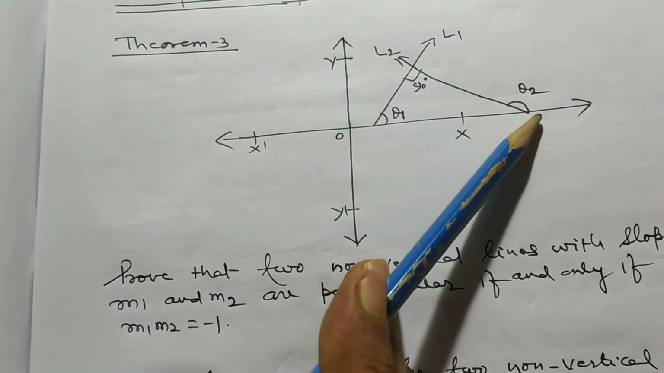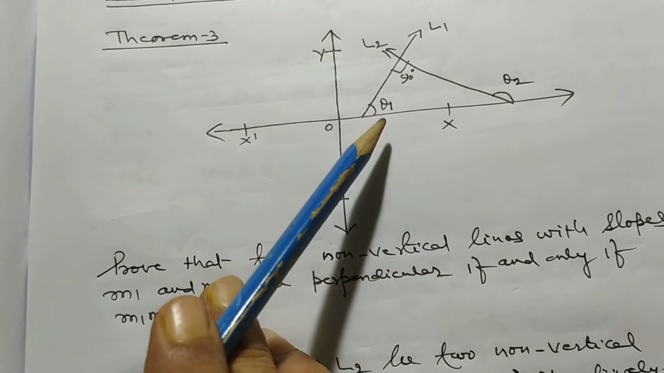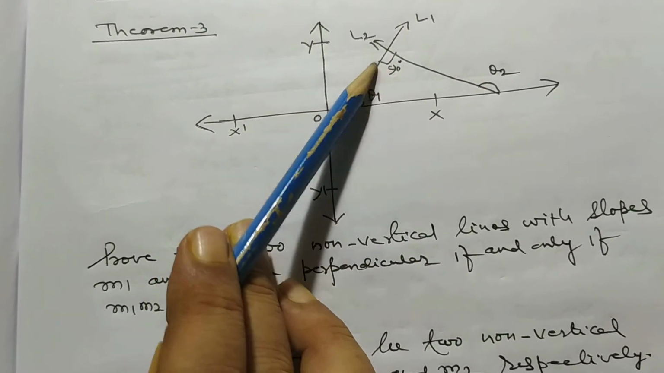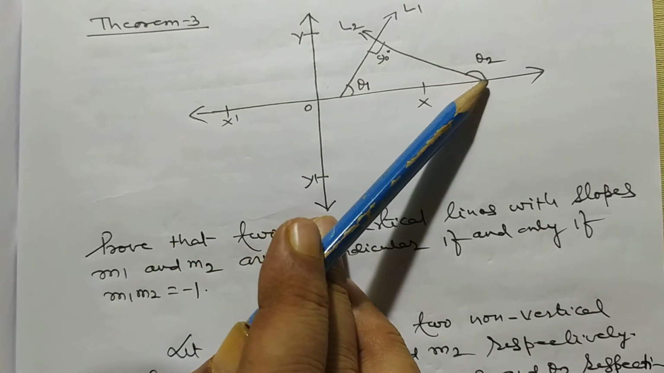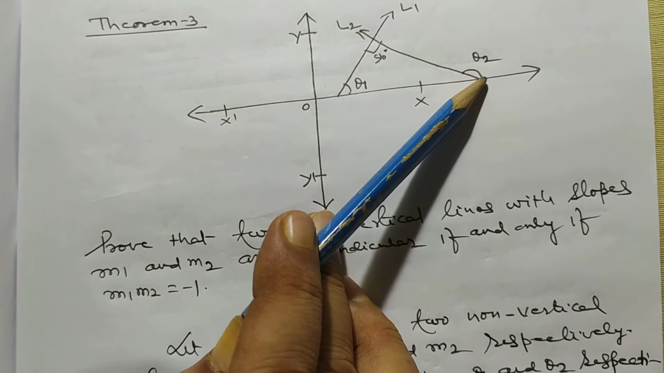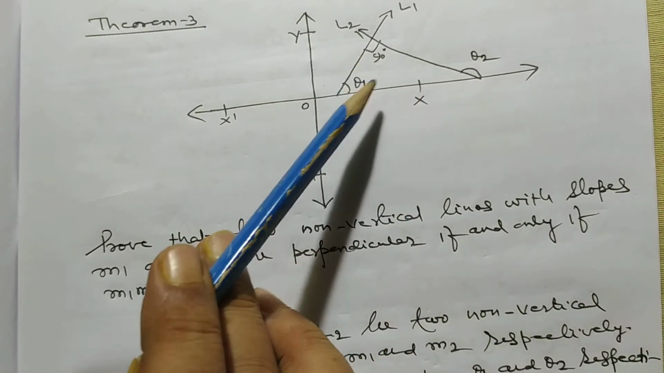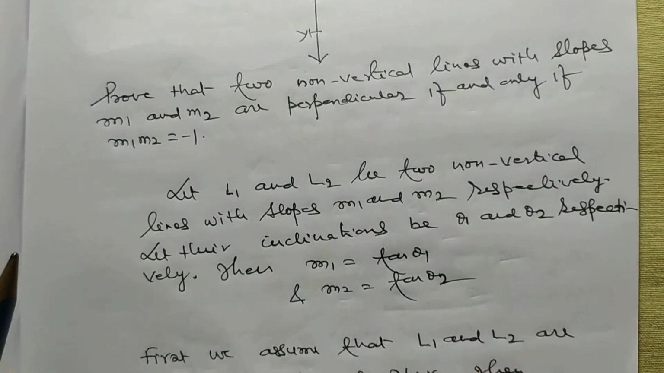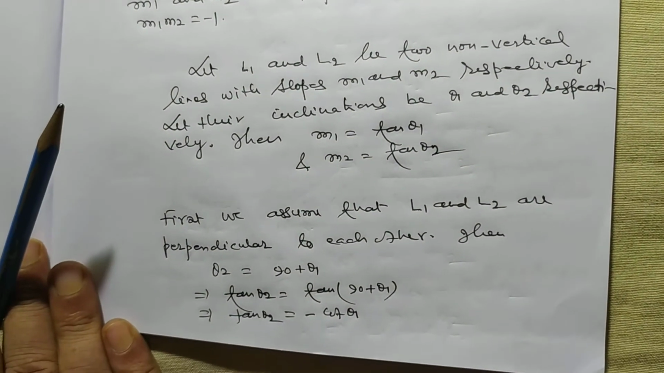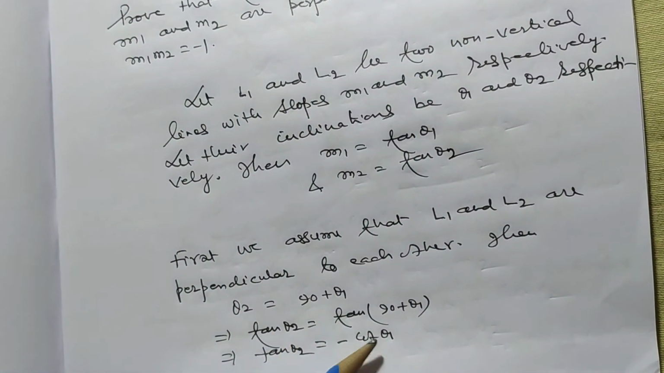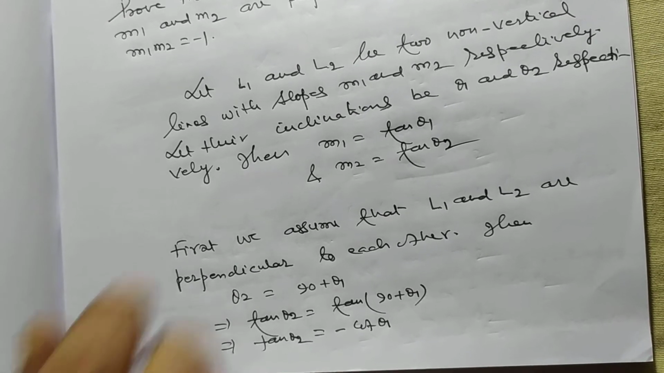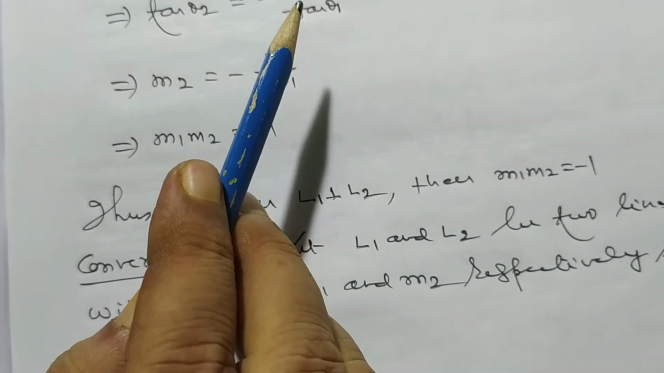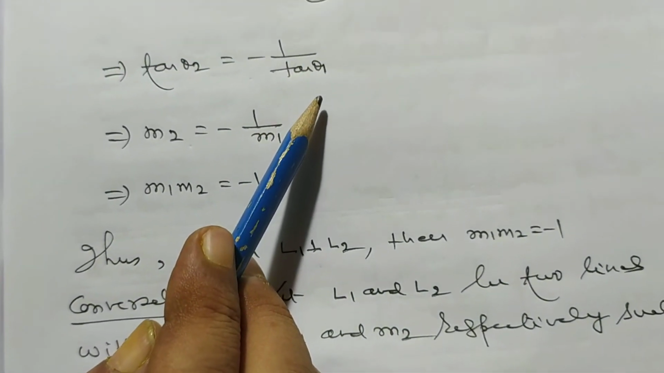Suppose line L2 makes an angle theta 2, L1 makes an angle theta 1, and both are perpendicular. Then from the angle sum property, theta 2 is an external angle. So theta 2 is equal to 90 plus theta 1. And tan theta 2 is equal to tan of (90 plus theta 1), or tan theta 2 is equal to minus cot theta 1. So my dear students, tan theta 2 is equal to minus 1 by tan theta 1.